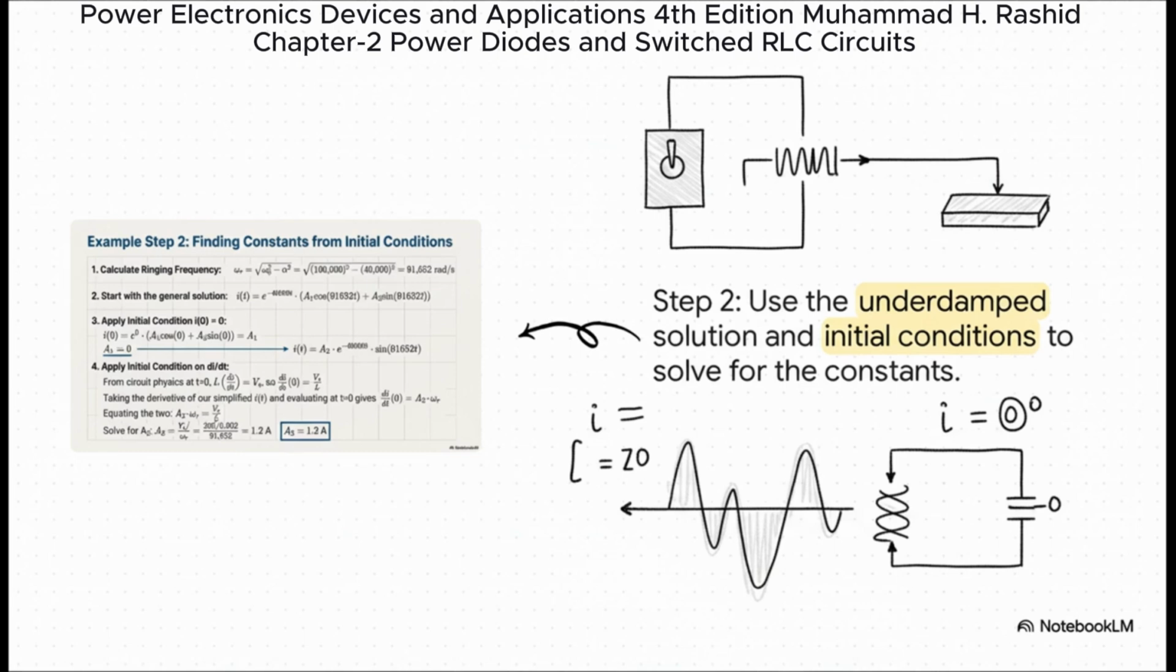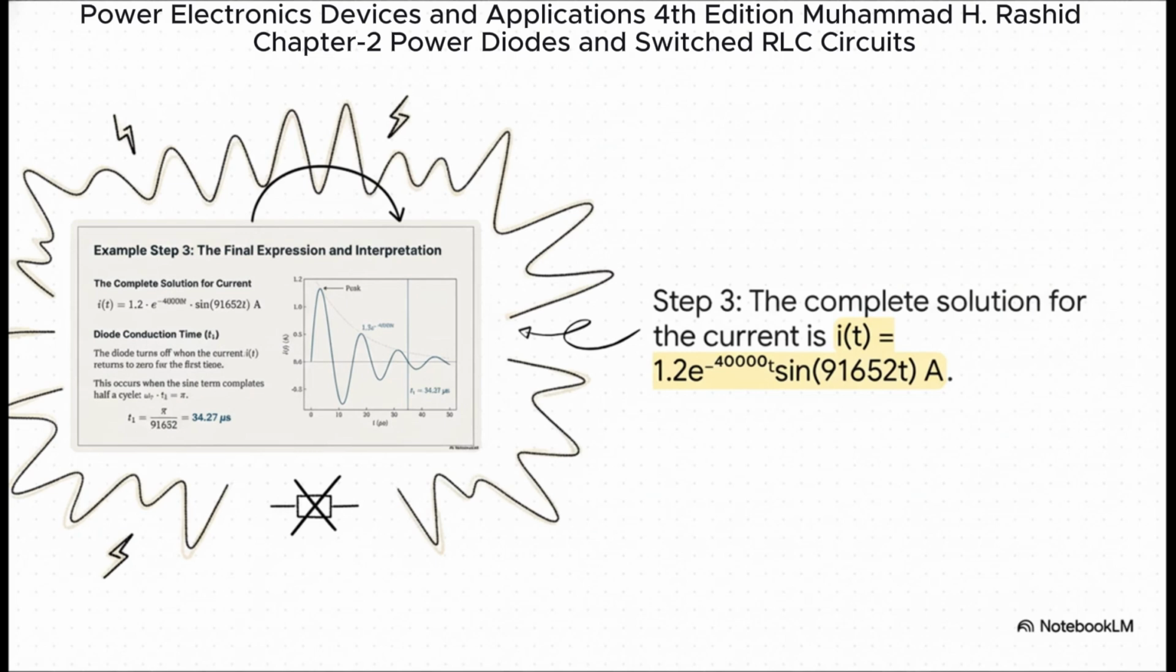But that's the general solution. We need to find the specific constants, A1 and A2, for our circuit. To do that, we use the initial conditions. We know that at the exact instant the switch closes, the inductor current must be 0, and we know the capacitor is charged to the source voltage VG. Those two facts let us solve for A1 and A2. And voila! Here it is, the final expression for our current, and a plot of what it actually looks like.